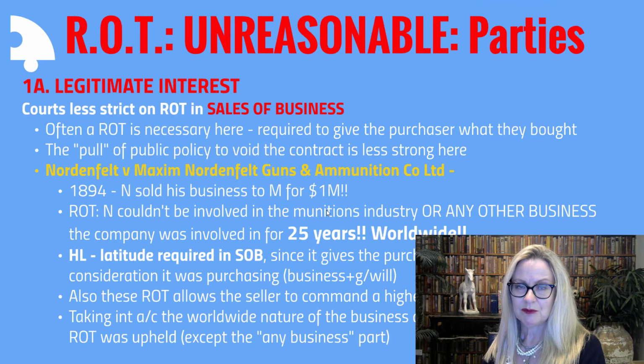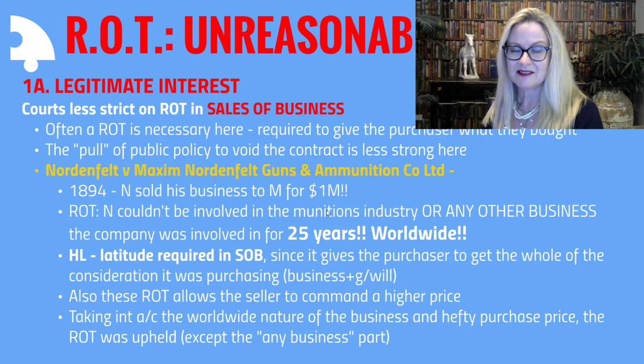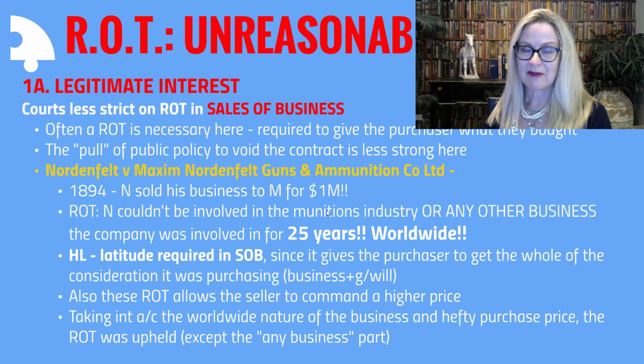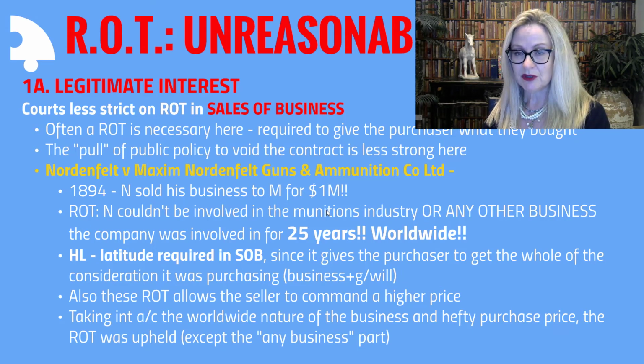The Nordenfeld and Maxim Nordenfeld case is the classic example here. In 1894, Nordenfeld sold his business to Maxim for $1 million. $1 million, a massive sum for those days. There was a restraint of trade that stipulated that Nordenfeld couldn't be involved in the munitions industry or any other business that the company was involved in, that is the purchaser company, for 25 years worldwide. Wow, that is a very, very broad restraint of trade.